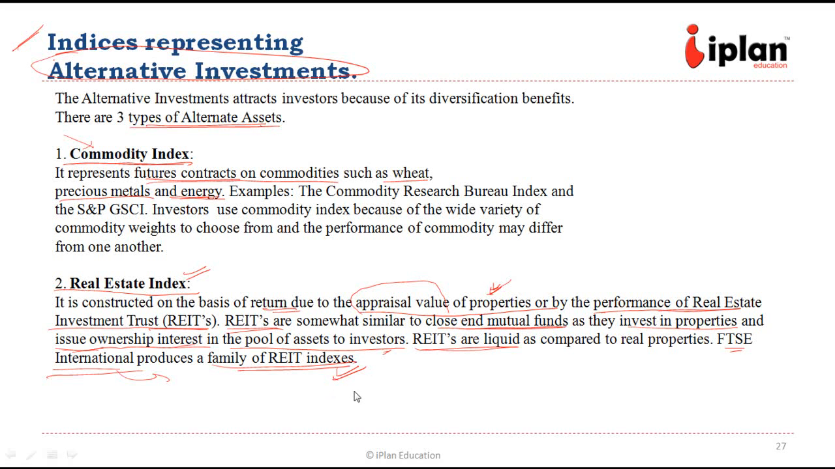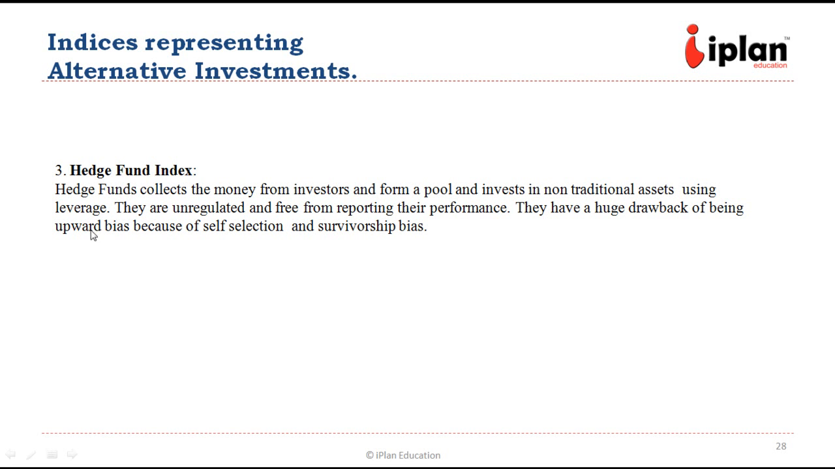The third kind of alternative assets are hedge funds. So we can have a hedge fund index to represent the performance of the hedge funds. Since the hedge funds collect money from various investors and form a pool, and they invest in non-traditional assets using leverage. Since they are unregulated, their strategies are not disclosed and they are free from reporting their performance. So that is the drawback. Because of this non-transparency regarding reporting, the actual performance is difficult to measure. So that is why there is an upward bias because of self-selection and survivorship bias.